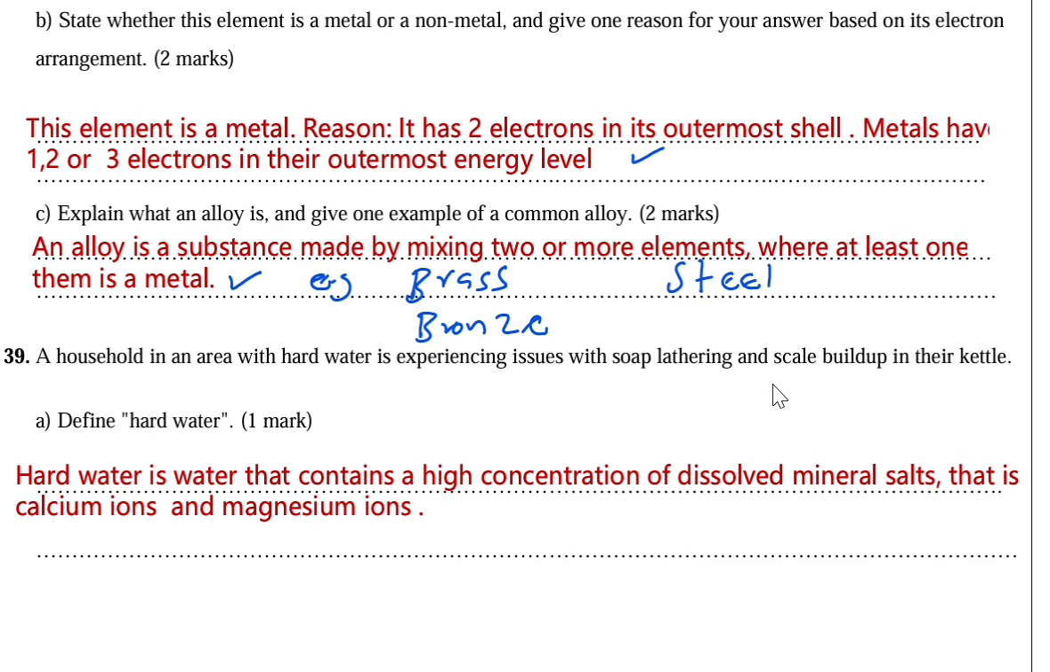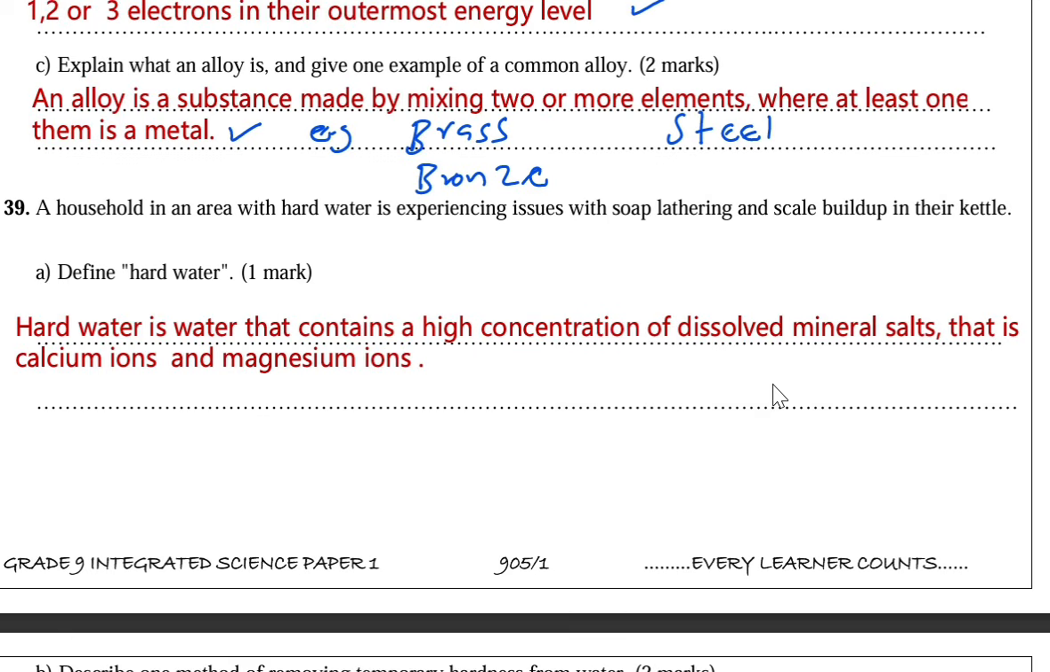Continue to question number 39. A household in an area with hard water is experiencing issues with soap, lathering, and scale buildup in the kettle. Define the term hard water. So you know that hard water is water that contains high concentration of dissolved mineral salt, that is calcium ions and magnesium ions. That is hard water.